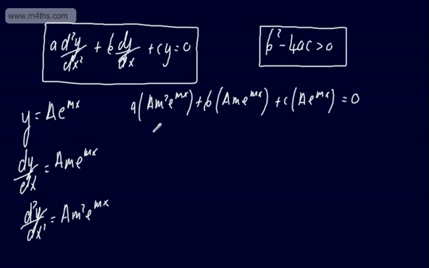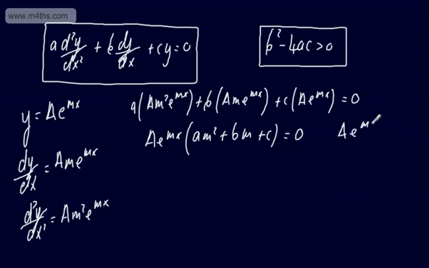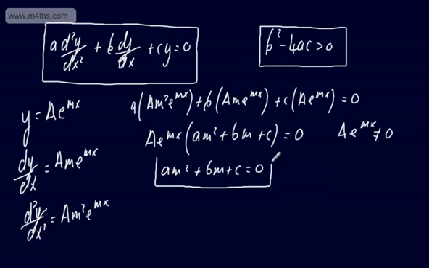Taking a common factor of a e to the mx out, we'll have what's left: am squared plus bm plus c is equal to 0. We know a e to the mx can never be equal to 0. Therefore, am squared plus bm plus c is equal to 0. And this, if you look at it, is very similar to our differential equation here, and we call this the auxiliary equation.